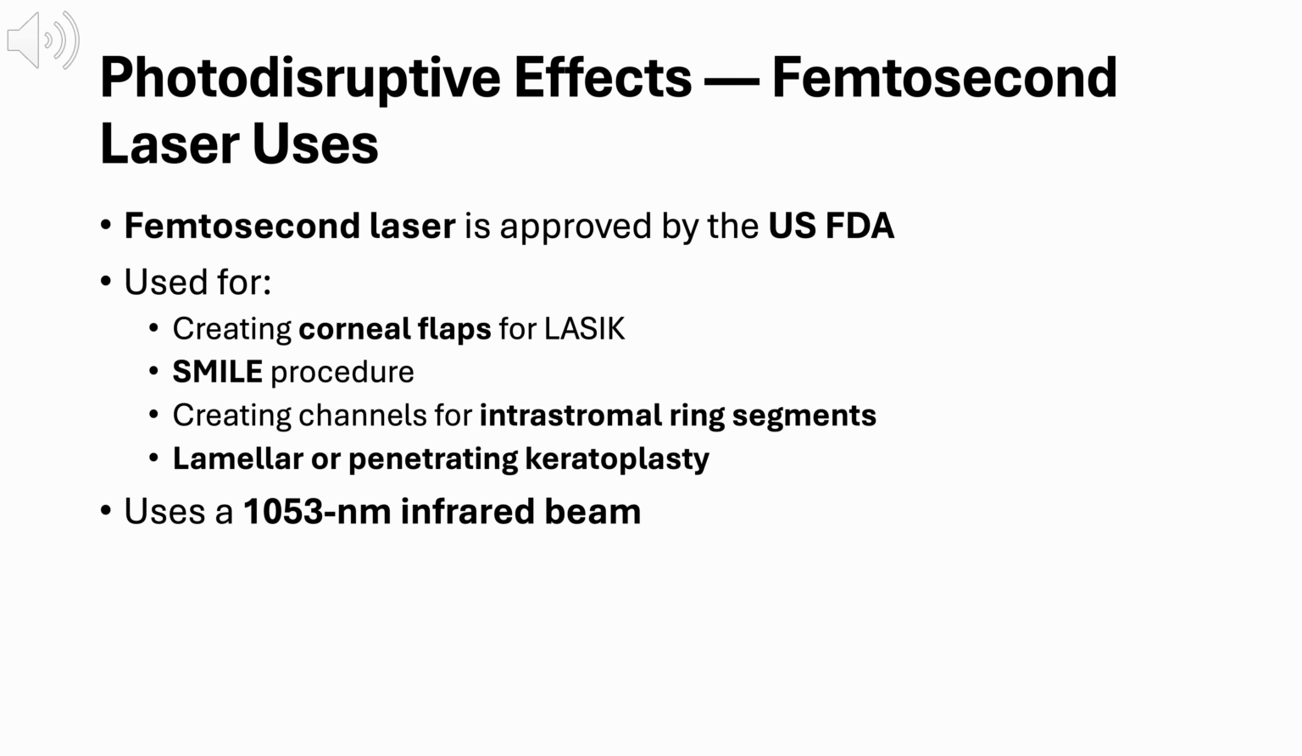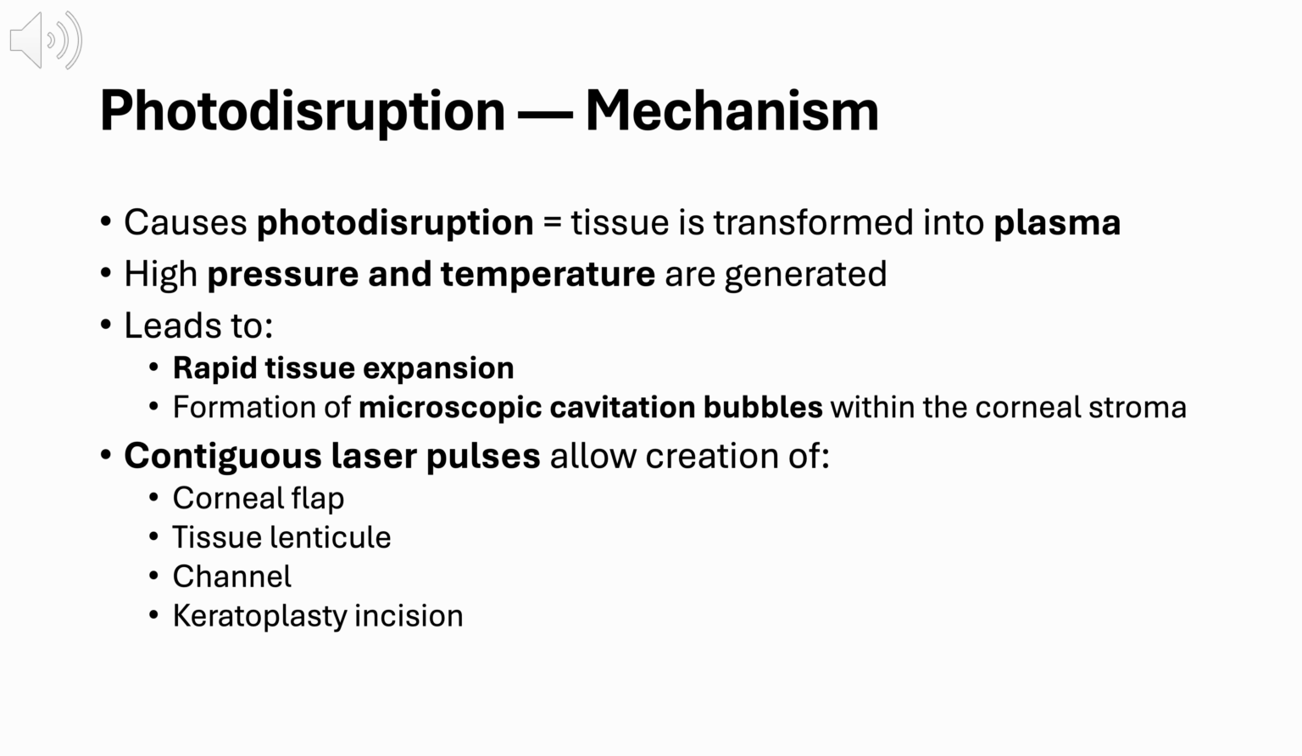They are also increasingly used in lamellar and penetrating keratoplasty for highly precise corneal cuts. These lasers operate in the infrared range, around 1053 nanometers, which allows energy to be focused deep within transparent tissue. At the focal point, plasma formation and microscopic cavitation bubbles separate tissue planes with excellent depth control. The key idea is that femtosecond lasers are ideal for cutting and separating tissue, while excimer lasers are optimized for reshaping the corneal surface.